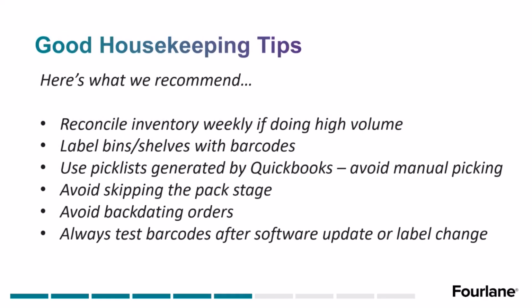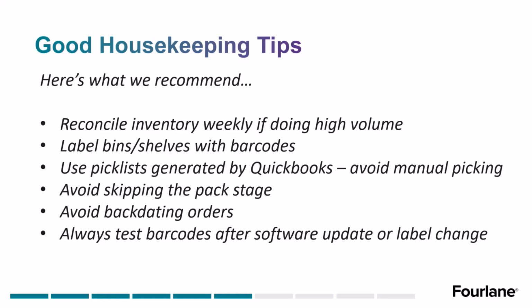So finally, let's go over just a couple good housekeeping tips. So we always recommend that you reconcile your inventory frequently. Ideally once a week. You can actually do it through the barcode scanner doing cycle counting, but I just encourage not to wait for quarterly review to find any problems. Always keep track of your inventory, especially if you're doing high volume. Other tip is for your bins and shelves within your warehouse, use barcode labels. Label those bins and shelves so it's really easy to get to.